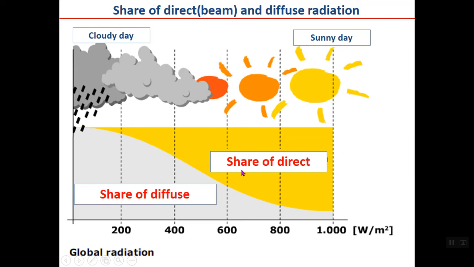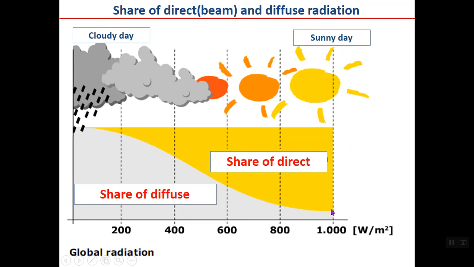But as you go to a more sunny condition or a completely sunny day, you can see that most of the radiation is direct solar radiation. You may be surprised why it is not 100% like the one you had here, because even on a completely sunny day, you can see no cloud, but there are other substances in the air like molecules, dust, or other things that may scatter the sun rays.